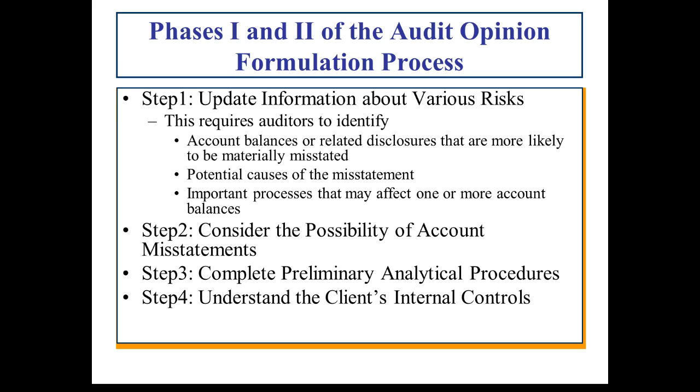Step 1, update information about various risks. This requires auditors to identify account balances and disclosures that might be materially misstated, why there might be misstatements, and then the processes that may affect one or more account balances. So we're going to start with this step 1. We're going to look at those accounts that could be susceptible to being misstated and why, and what other accounts could be affected as a result of it.